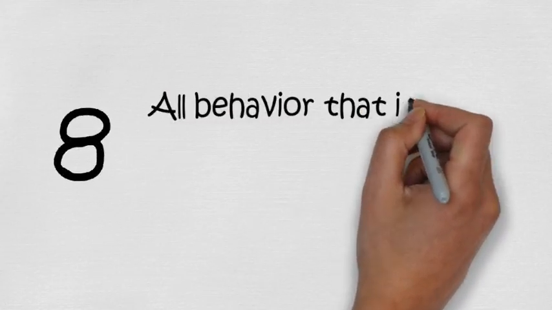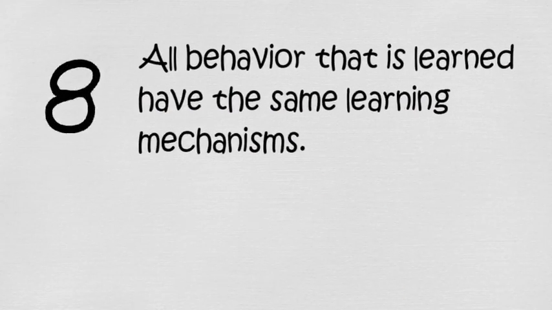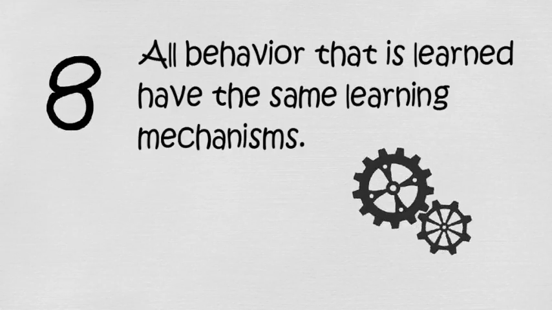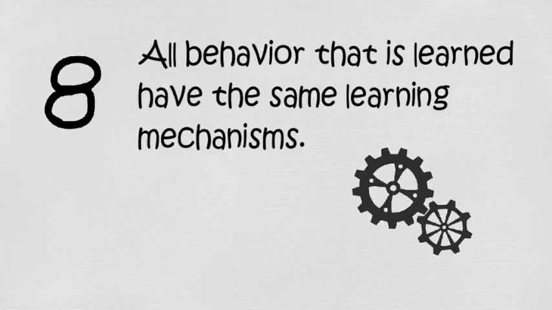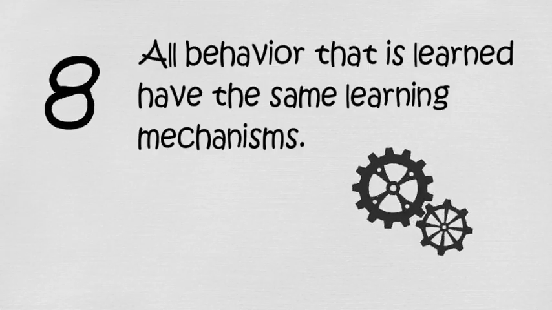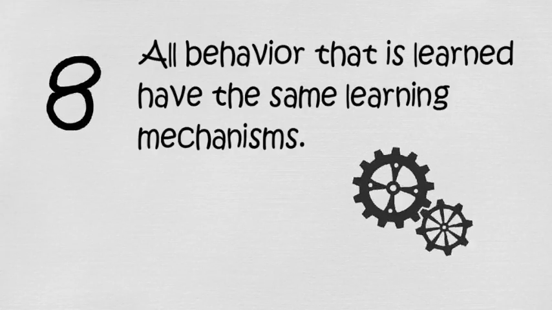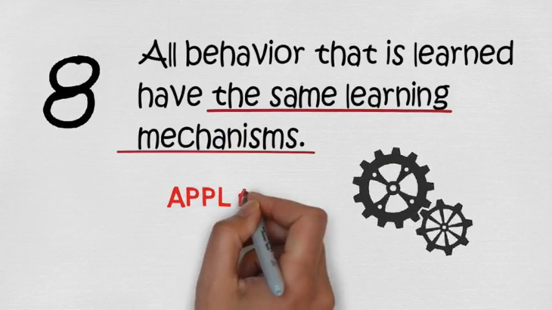Proposition 8 simply states that all behavior that is learned, criminal or otherwise, has these same learning mechanisms. Now this is kind of a catch-all, and one criticism of differential association is that Sutherland didn't really outline what those mechanisms look like and how those mechanisms can be disseminated. However, he did state in Proposition 8 that criminal behavior and prosocial behavior, the same learning mechanisms apply to all.